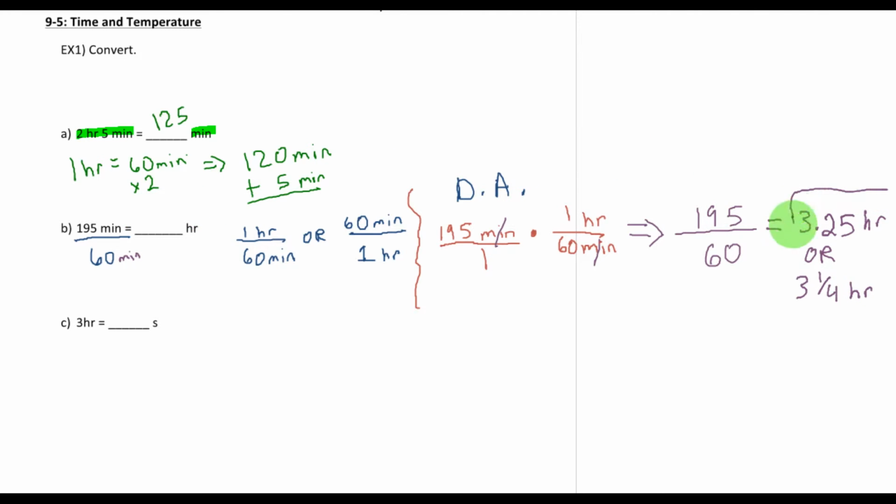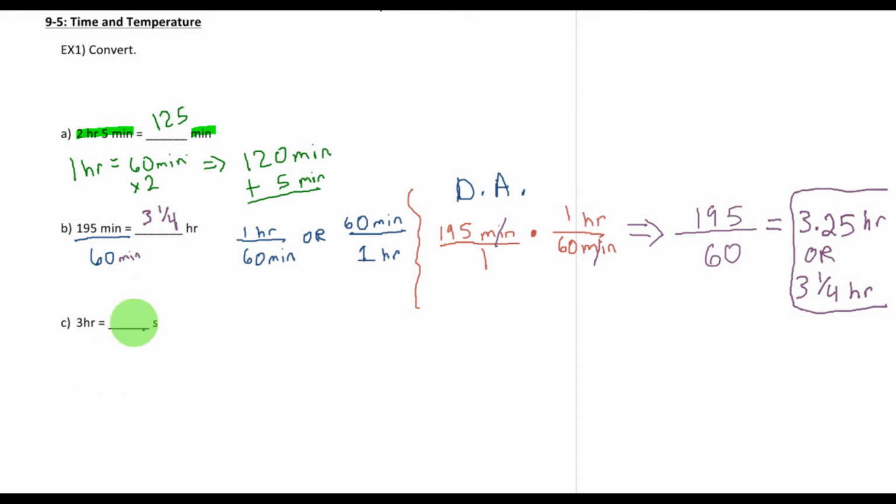Let's go ahead and just box these up. So 195 minutes is equivalent to 3 1/4 hours here. Okay, let's look at this next problem. We have 3 hours is equivalent to, well, how many seconds?